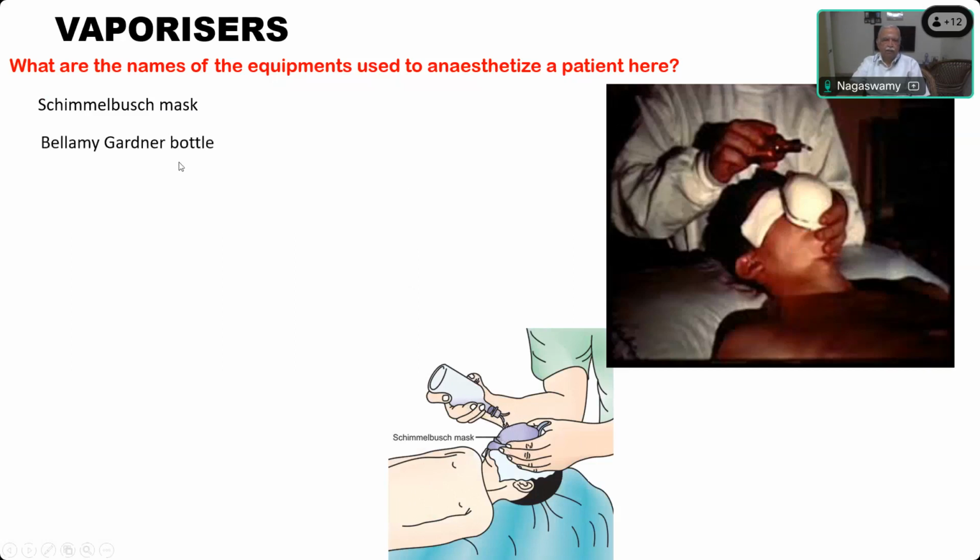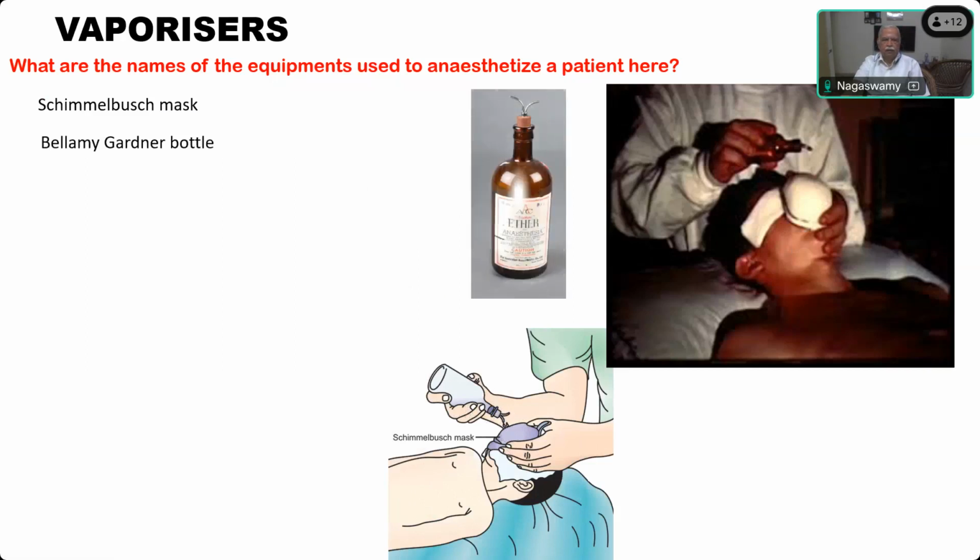And that is called the Bellamy-Gardner bottle. This bottle is called the Bellamy-Gardner bottle, and the mask is called the Schimmelbusch mask. So this is the design of that Bellamy-Gardner. This is a rubber stopper. This is an amber colored bottle, and you have one tube for the outlet and one tube for air entrainment. Okay, so this is called the Bellamy-Gardner bottle.